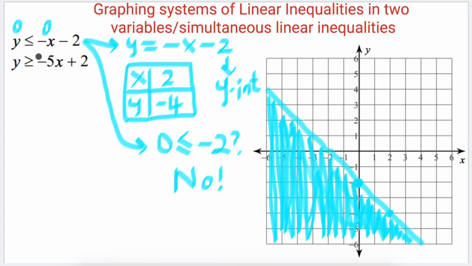So let's go to the second inequality. y is greater than or equal to negative 5x plus 2. And the first thing I'm going to do is write a linear equation. And then from here, I can see that the positive 2 is the y-intercept. So I'm going to indicate that on my graph here with a red dot. And then I need a second point.